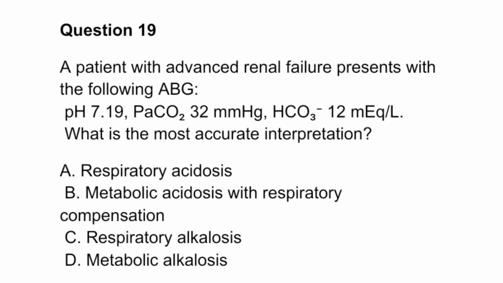Question 19. A patient with advanced renal failure presents with the following ABG: pH 7.19, PaCO2 32 millimeters of mercury, HCO3- 12 milliequivalents per liter. What is the most accurate interpretation? A. Respiratory acidosis. B. Metabolic acidosis with respiratory compensation. C. Respiratory alkalosis. D. Metabolic alkalosis.